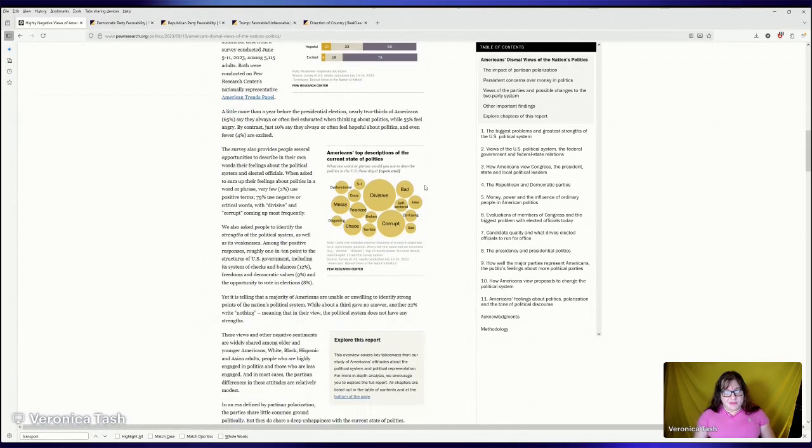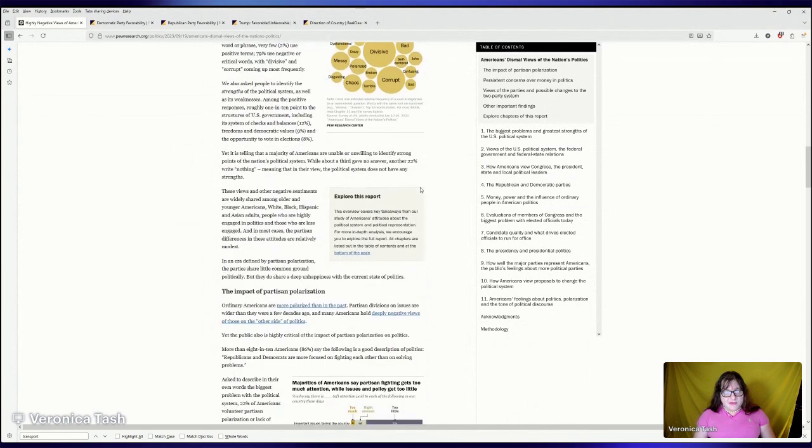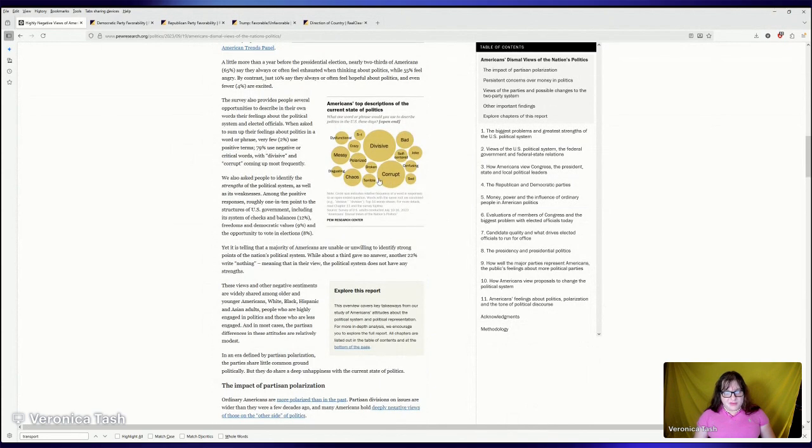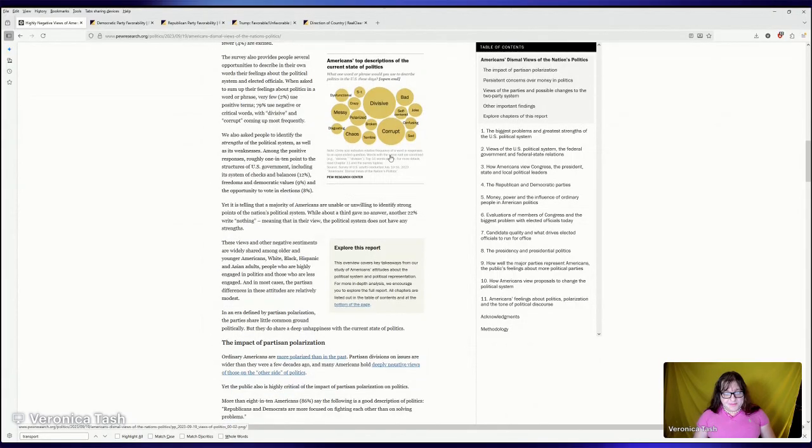People are not happy with the way things are going. And of course, you have a little chart. What do people say? Biggest thing is divisive. You also got polarized here. One of these little word charts that were really big a while back. But just because it's divisive doesn't necessarily mean that's the problem with the country. And Democrats haven't realized that yet.